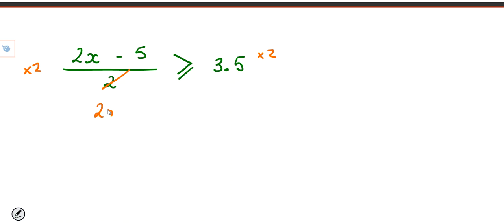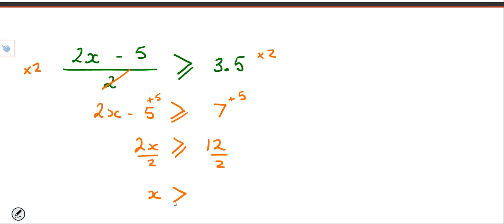That gives me 2x minus 5 is greater than or equal to 7. Then you add 5 to both sides. That gives me 2x is greater than or equal to 12. Then divide by 2, and we get x is greater than or equal to 6.